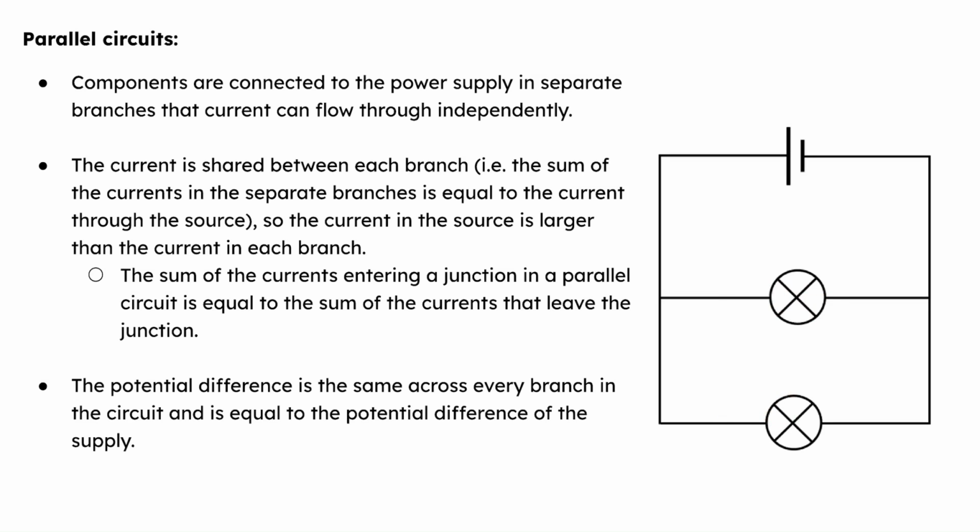The sum of the currents entering a junction in a parallel circuit is equal to the sum of the currents that leave the junction. In other words, the current here is equal to the current here. The potential difference is the same across every branch in the circuit and is equal to the potential difference of the supply.